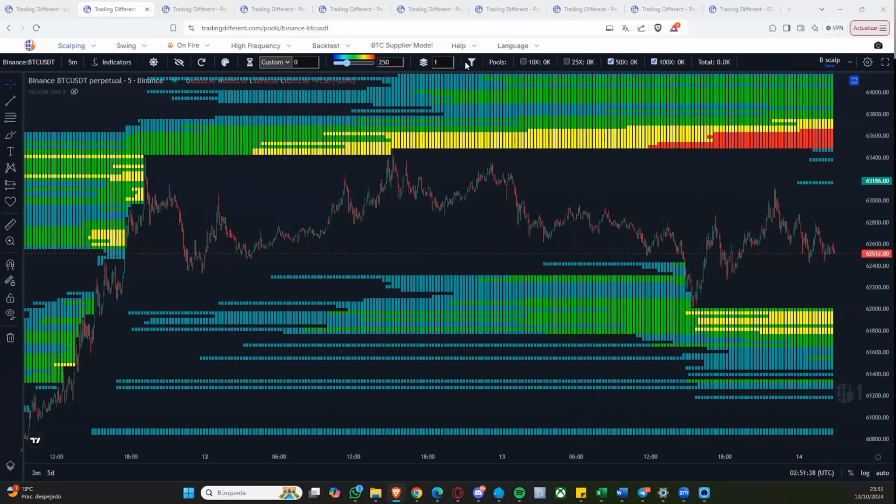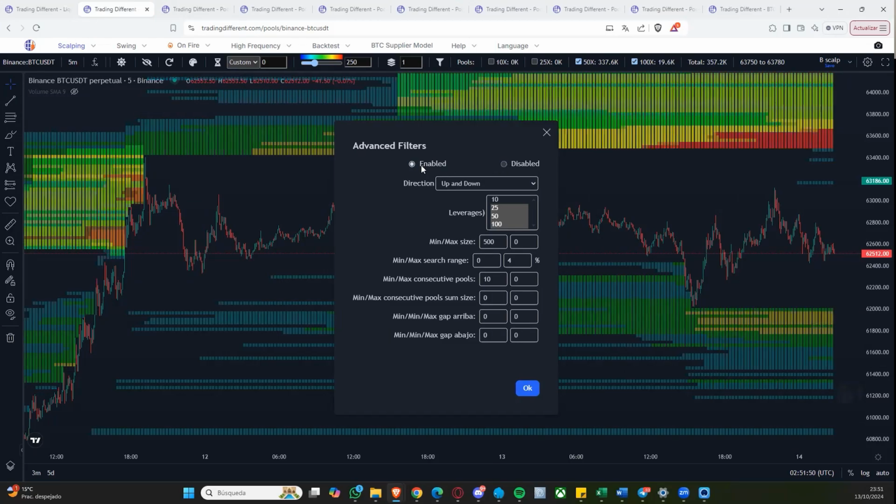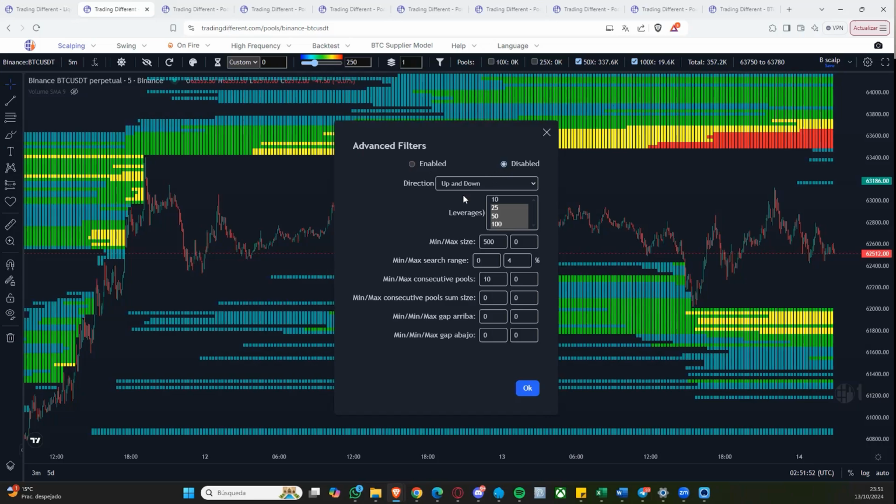Finally, let's look at another strategy. An important feature and great advantage of our liquidation heat map is the advanced filter. When I turn on this filter, you'll see that it's now disabled, but I can turn it on. This allows me to highlight what I'm already seeing on the chart by applying specific parameters. For example, I can adjust the filter to brighten certain elements according to my preferences. I can set it to show me both up and down leverages at 25x, 50x, and 100x.